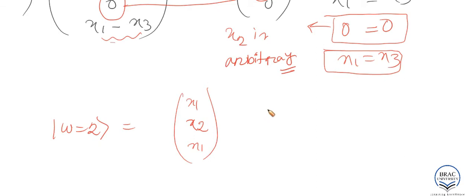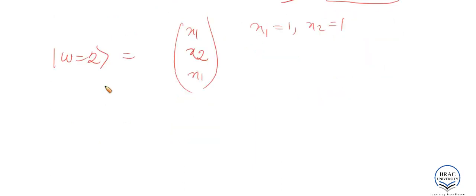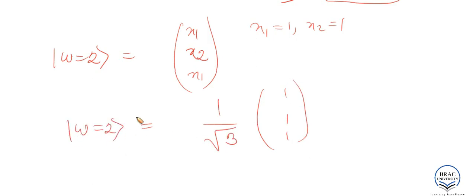Now what you can do, to normalize it, is take x1 equals 1, x2 equals, let's say, 1 for simplicity. So this will be 1, 1 and 1, and our square root of 1 upon 3 over here. So this is after you do the normalization, taking x1 equals 1 and x2 equals 1.